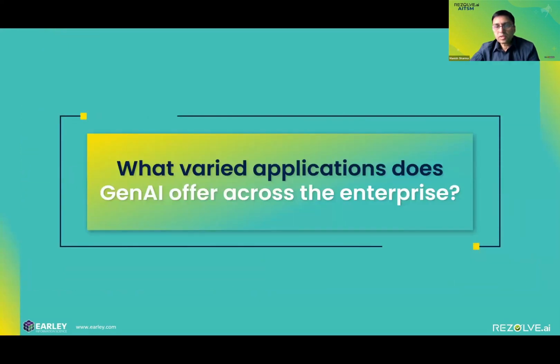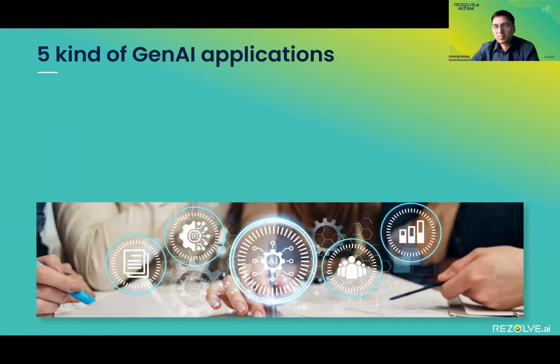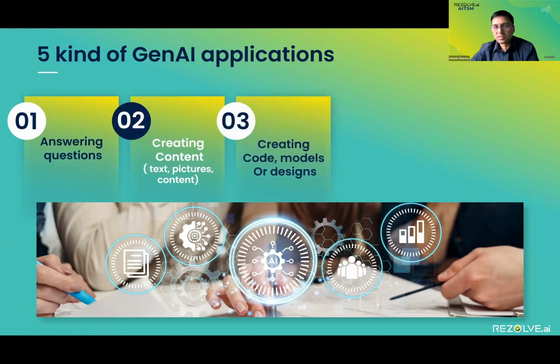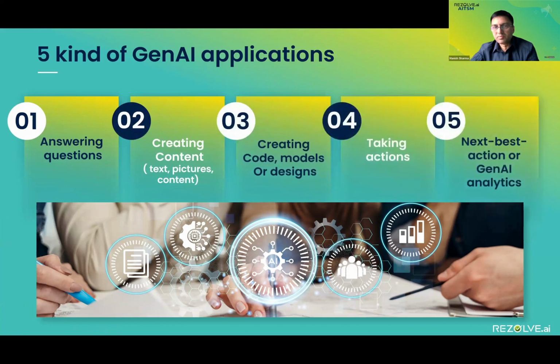So one quick thing, what are the different kinds of Gen AI applications? There are five kinds that we believe in. One is the kind that answers questions, and I think this is the most important kind because a lot of applications that you're going to see are going to refer to that. And this is very deeply integrated with the information architecture discussion that we are talking about. Unlocking the knowledge of your enterprise is very important if you want to answer questions.